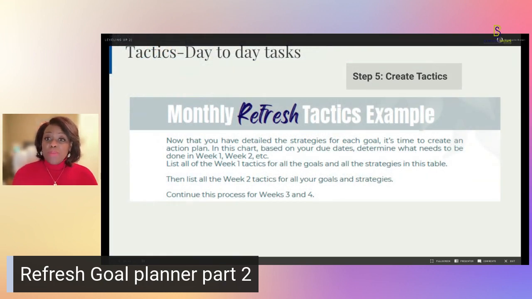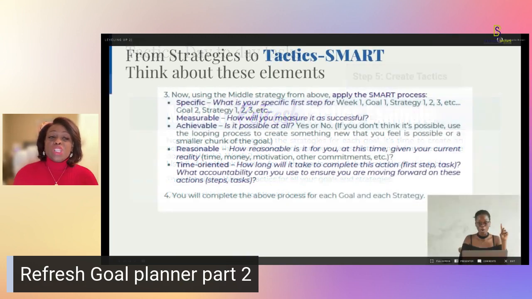So step 5 is to create your tactics. And you'll see this definition of tactics in your Refresh planner. So from strategies to tactics, and we do it in a SMART way, you want to think about these elements. Your tactics should be specific, measurable, achievable, reasonable, and time oriented.